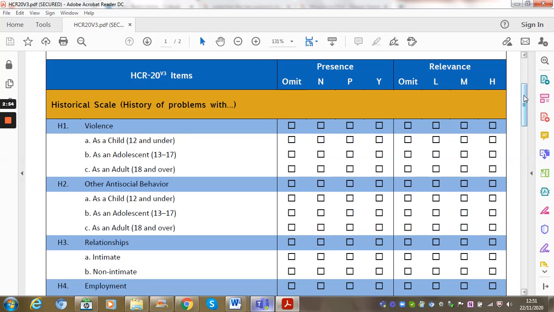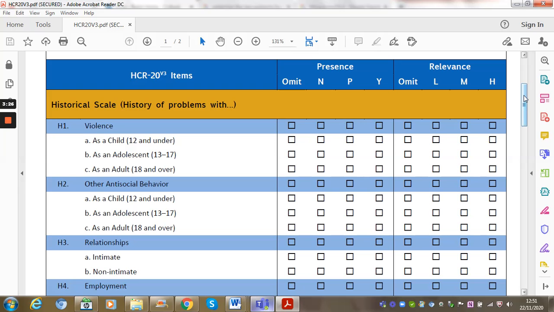In the last box in the right hand column, relevance means having ticked either P or Y, possible or yes. If you tick the no or the omit box in the presence column, then the final column is not relevant because it's not there. So it's only if there is a possibility or a yes, definite evidence, that you then tick a box in the final column, the relevance column.